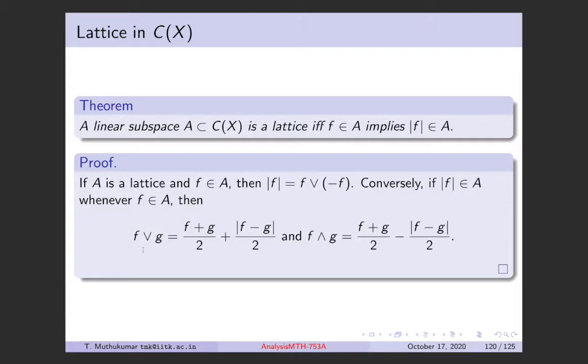You can see that the maximum of any two functions can be written in terms of the modulus of a function. So whenever f and g belong to A, by the vector space property, f plus g belongs to A and f minus g belongs to A. By this property, if f minus g belongs to A, mod f minus g belongs to A, and the maximum is precisely a sum of these continuous functions, which will be in A again. So it's a simple exercise that you can do. You can check the lattice property using this necessary and sufficient condition.